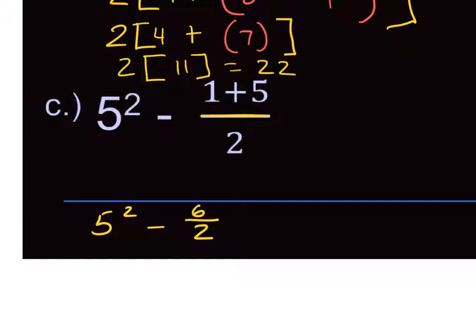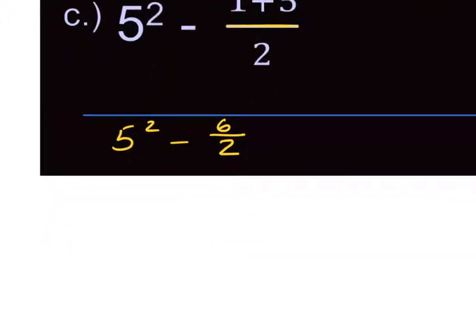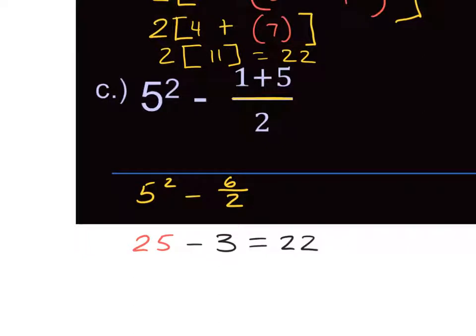I'm going to change colors because I'm going to write on the white part here. So 5 squared is 25 minus, now I can do that. Okay, now I can do my division. What is 6 divided by 2? 3. And 25 minus 3 is? 22. So it's easy to get wrapped up in what should I do first, and a lot of times we come up with different answers because of our order of operations.